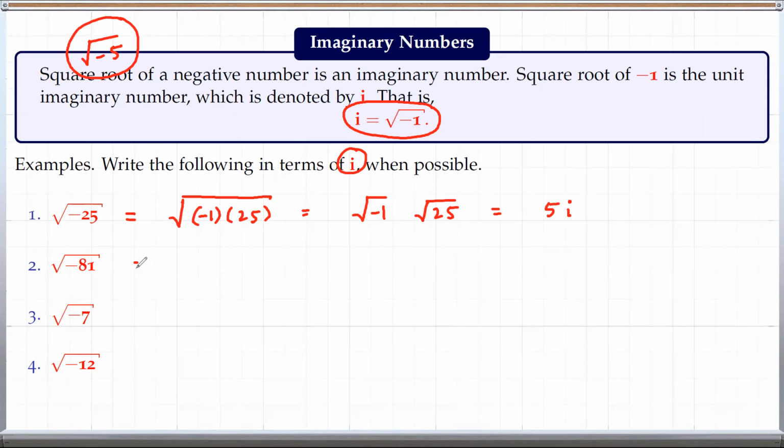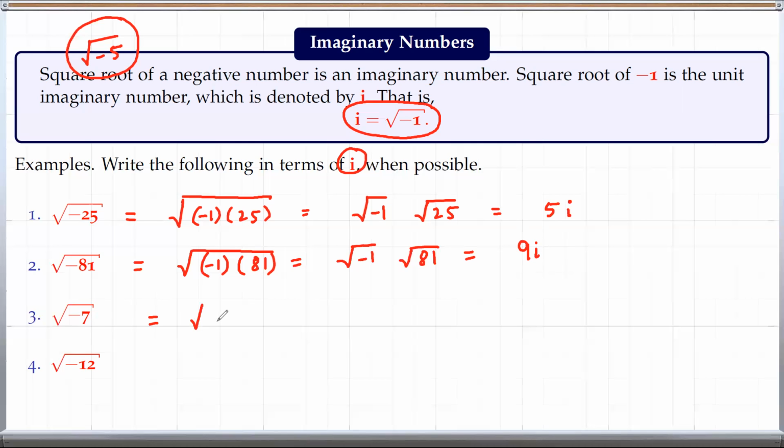The same thing with the second one. This we can split as -1 times 81. So this is the square root of -1 times the square root of 81. The square root of 81 is simply 9, and the square root of -1 is i. So we have 9i.